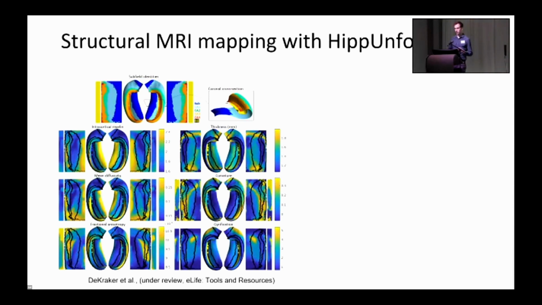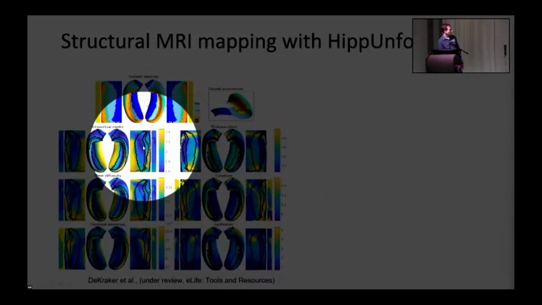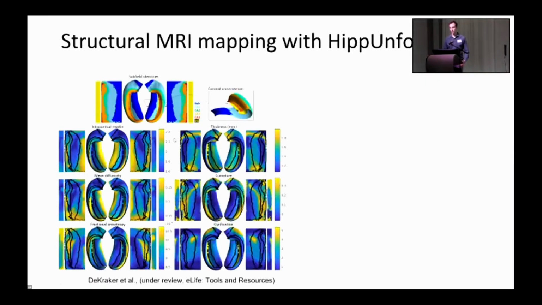But some of it is conserved, so you see this overall sort of shape. And then you can map out a whole set of features. I won't go over all of them, but for example, you can just look at intracortical myelin and see that it differs primarily across the different subfields, along where we see those subfield boundaries again.